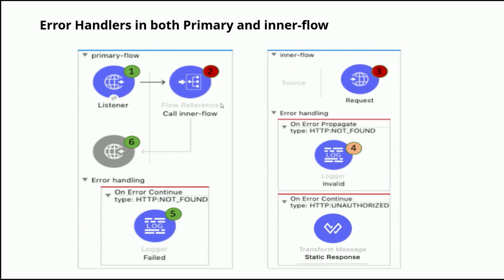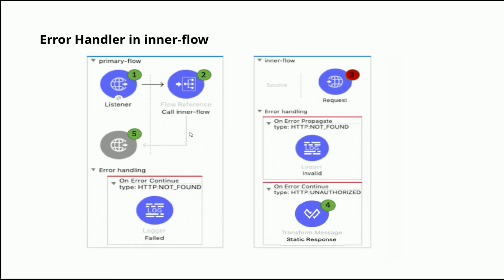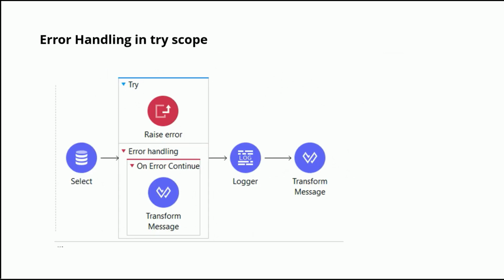When we have error handlers in both the primary and inner flow, then the inner flow will be executed and the primary flow will also be executed. But the payload that we built in the inner flow will be overridden by the primary flow. So whatever payload we built in the primary flow will be given to the user. When we don't have error handlers in the primary flow, it's obvious that whatever is handled in the inner flow will be given priority. And since here it's a continue, it will give success.